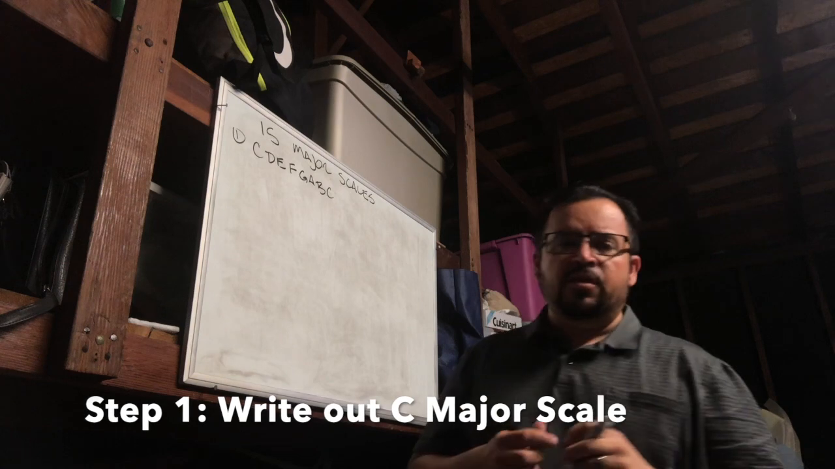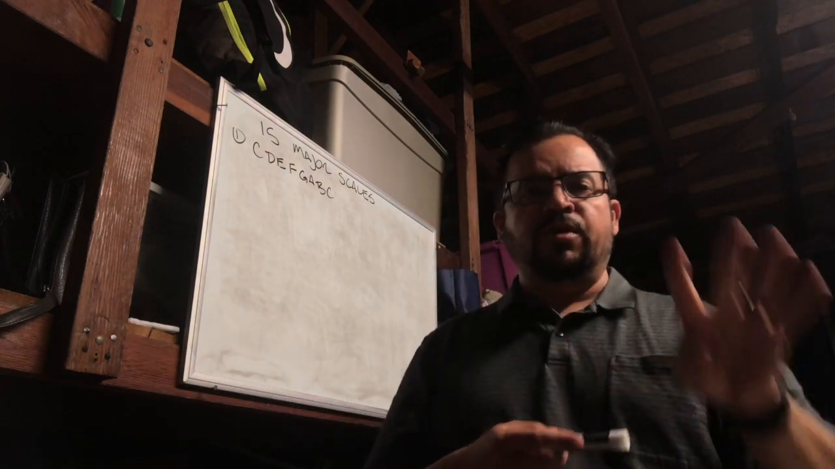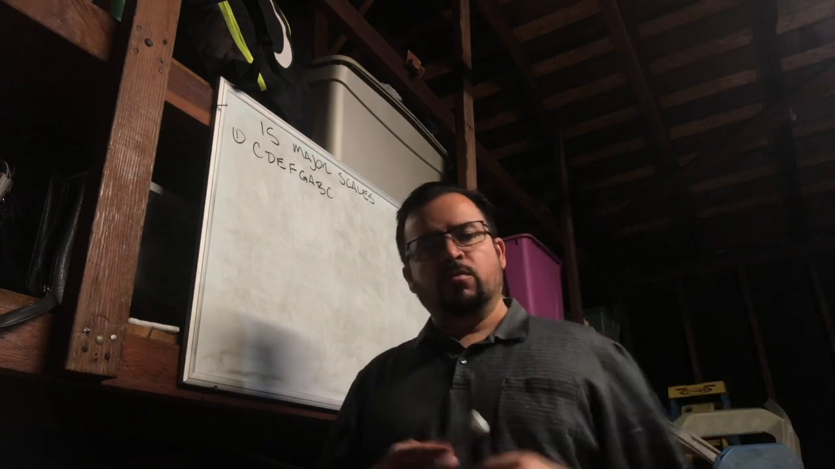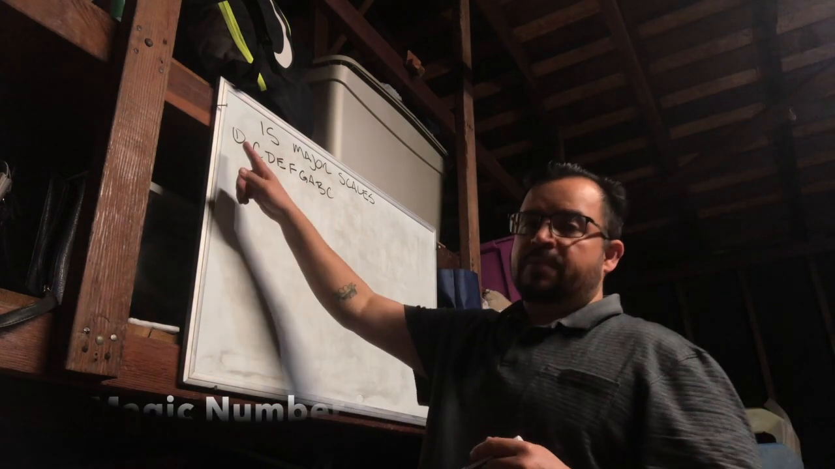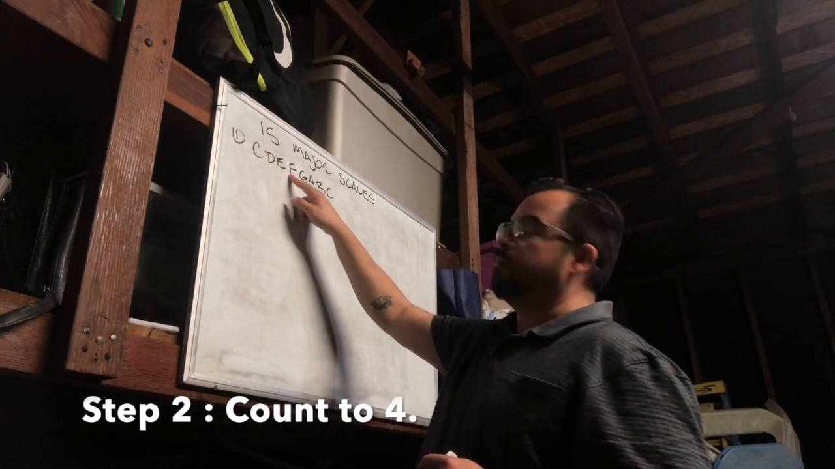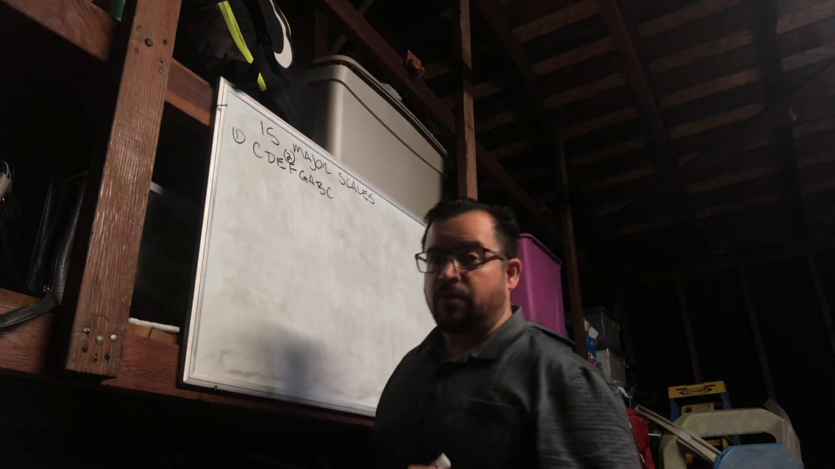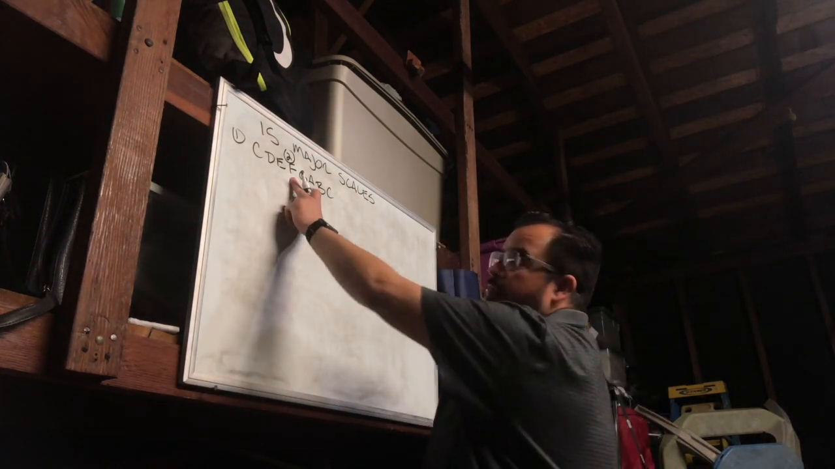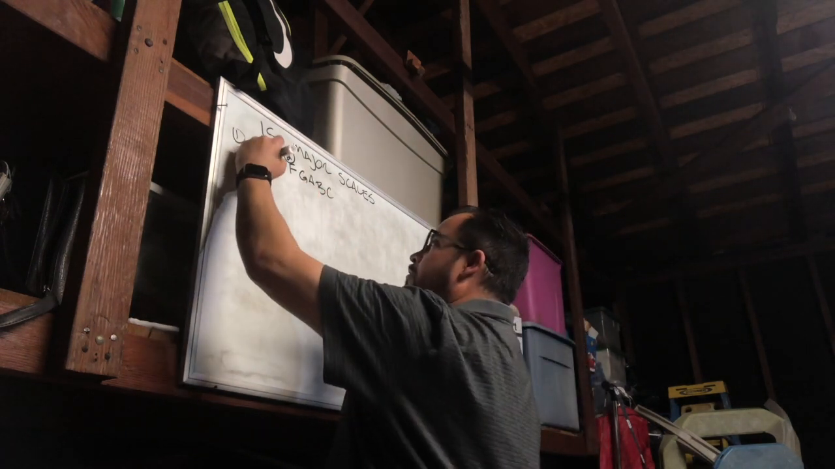Okay, now the important thing to know about writing out all the major scales is the magic number. The magic number is 4. What's the magic number? Hopefully you said 4. Step 2 is we're going to count to 4: 1, 2, 3, 4. That takes me to F. Step 2, count to 4. That is going to be the beginning of our next scale. So I'm going to take that letter and start over here.